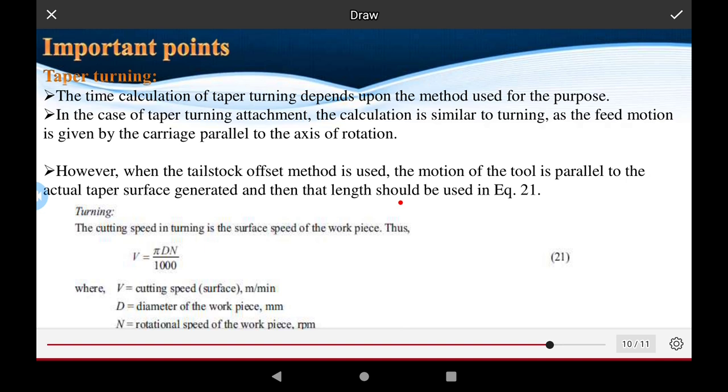And second is the turning operation, to find the value. This formula was also discussed in earlier slides, okay. And we have V = πDN / 1000. This is the standard formula used to find the value in turning. This is the turning operation, and V is the cutting speed in meters per minute, D is the diameter of the workpiece, and N is the rotational speed of the workpiece. Okay, all the parameters are constant.